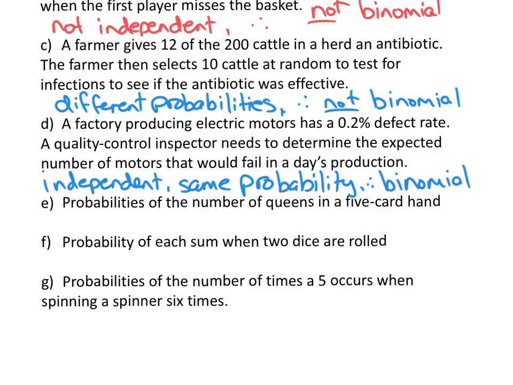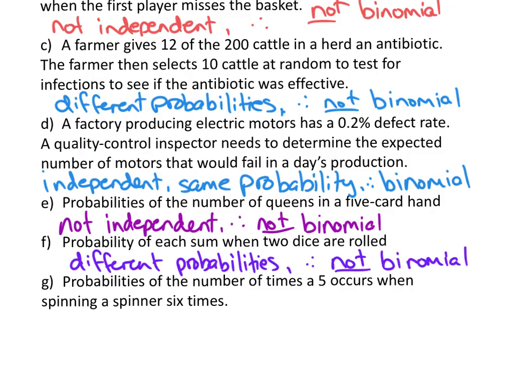Probability of each sum when 2 dice are rolled. Again, these don't have the same probability because now I'm looking at 2 dice, not 1. And so I'm looking at sums, different probabilities. This is not binomial.